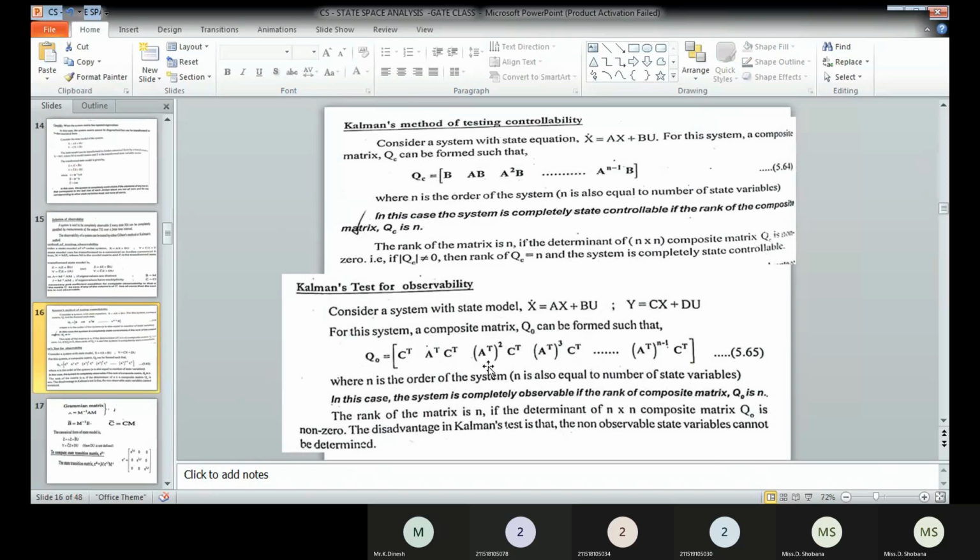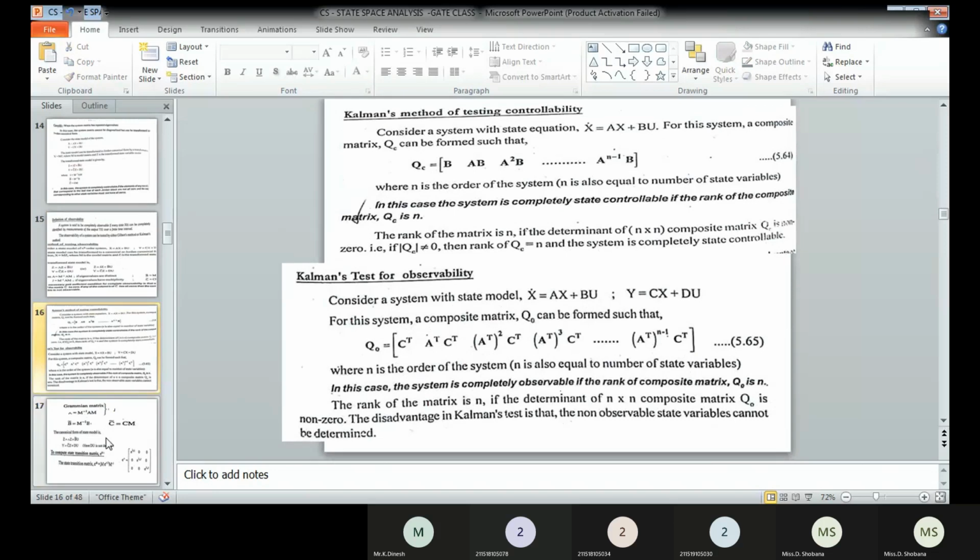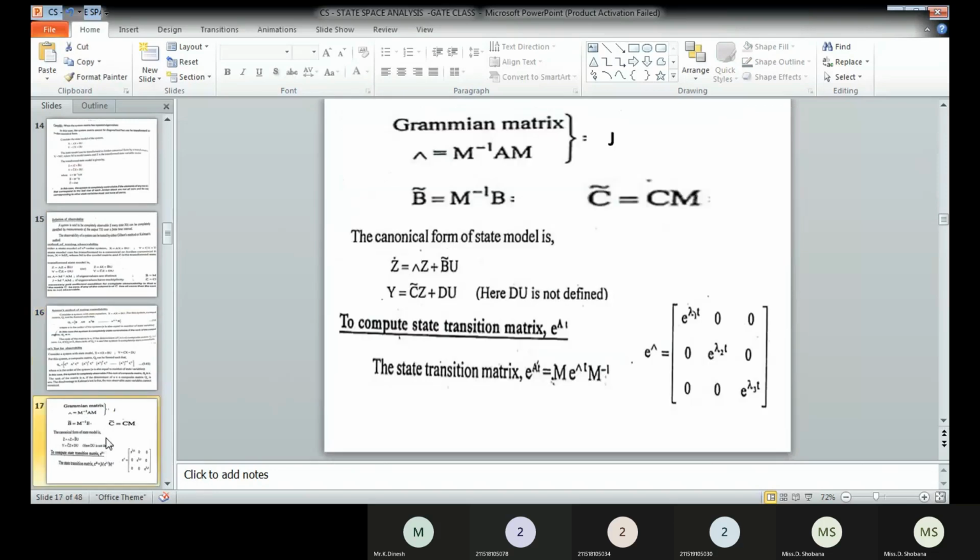Similarly, with the Kalman's test, Q_o is equivalent to C transpose, A transpose C transpose, (A transpose)² C transpose, and it goes on like that. If the determinant of Q_o is not equal to 0 and the rank equals the number of state variables, then the system is said to be completely observable. So these are the two methods.